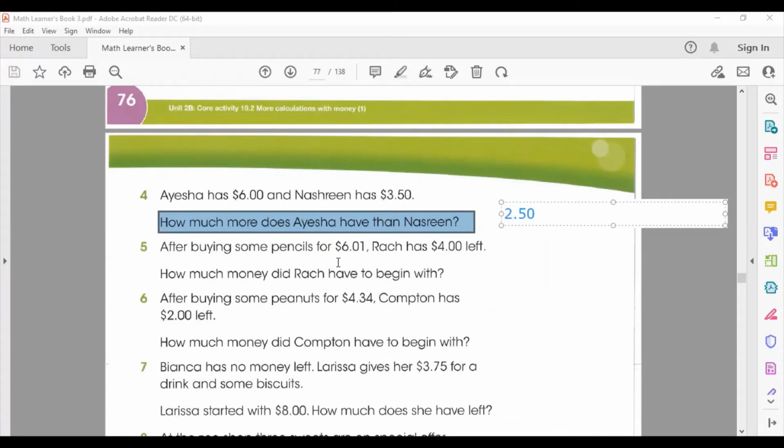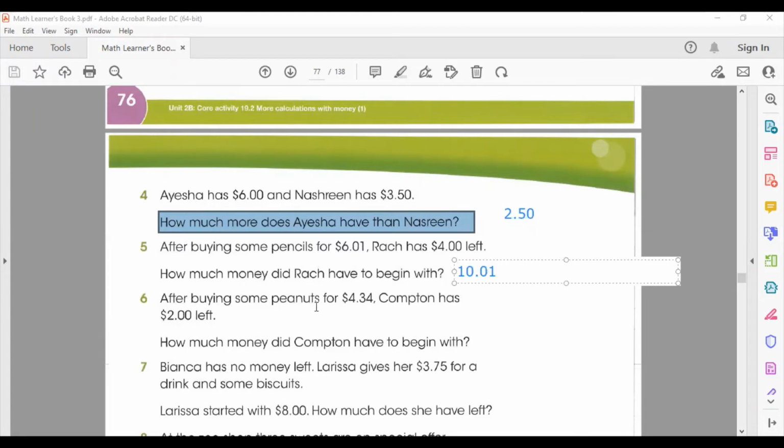After buying some pencils for $6.01, Raj has $4 left. How much money did Raj have to begin with? Plus 6 plus 4, 10. 6 plus 4, 10 and 0.01. So we write here $10.01.